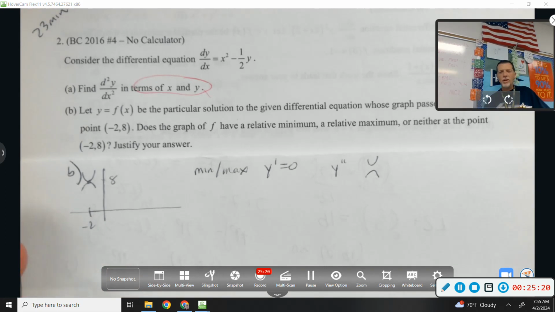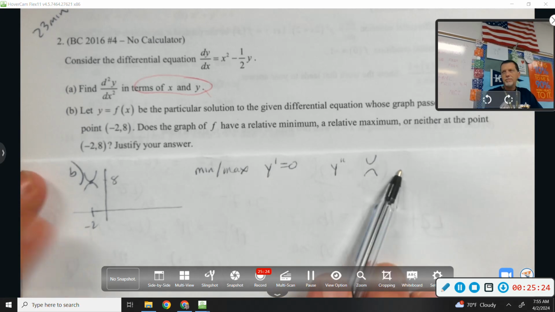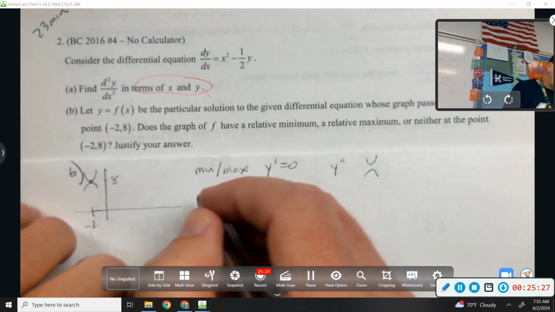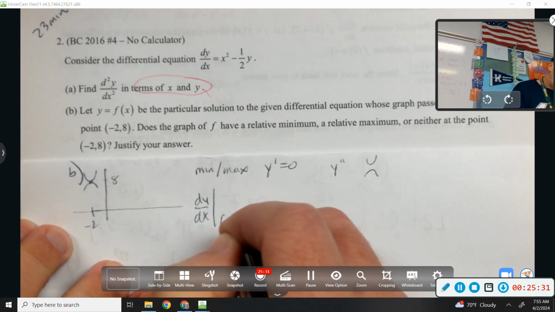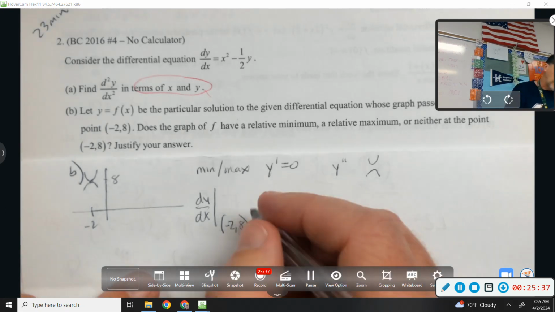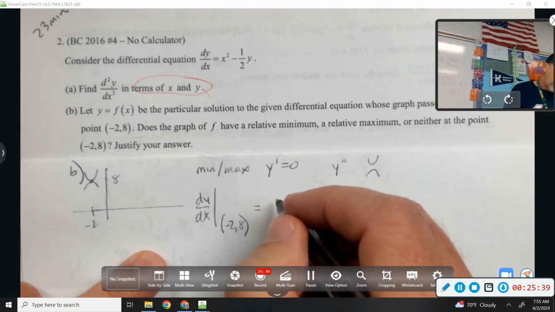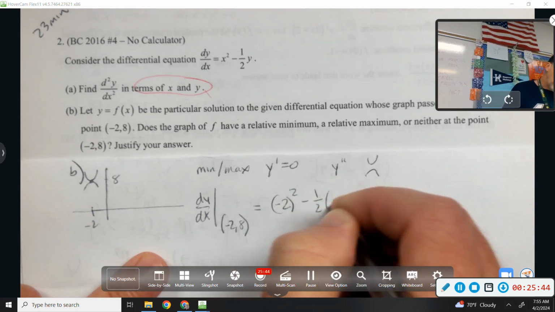Before I even start working this problem, I'm guessing it's a max or a min, because that's going to force me to work more of the problem. Okay, dy/dx at (-2, 8). Again, that's using the fancy symbols, but you don't have to do that. You could just plug in (-2, 8): x squared, so (-2) squared, minus half of 8.